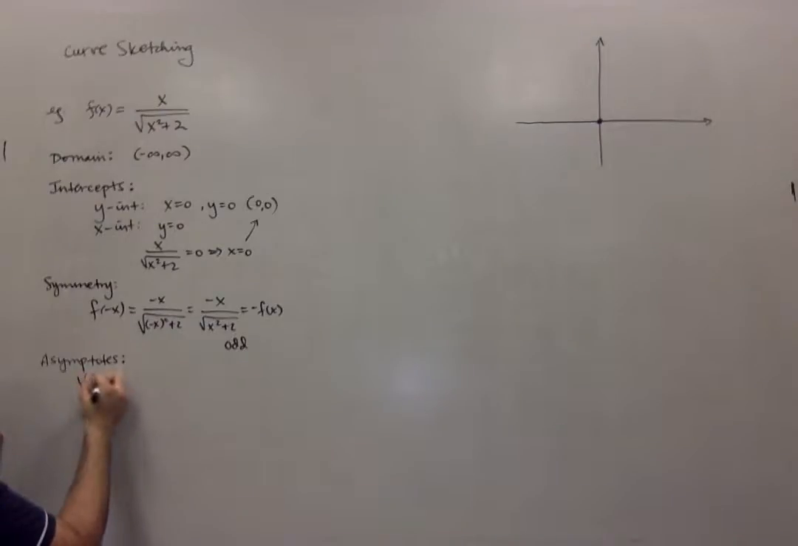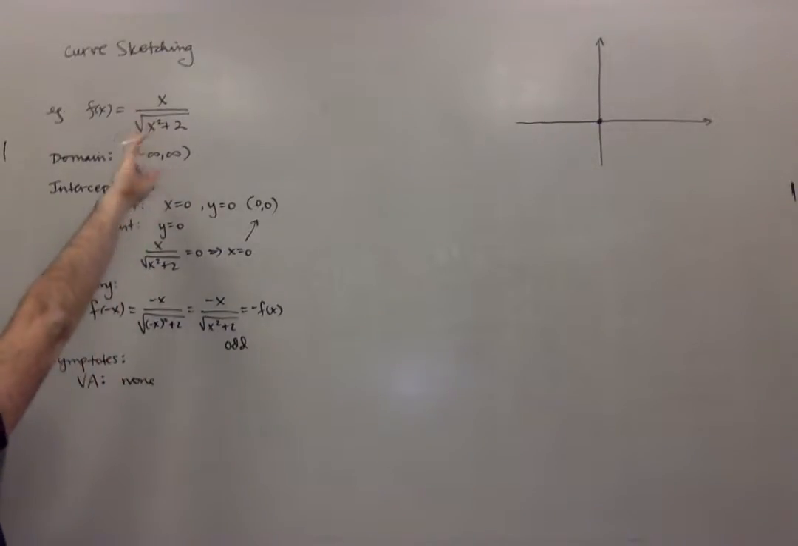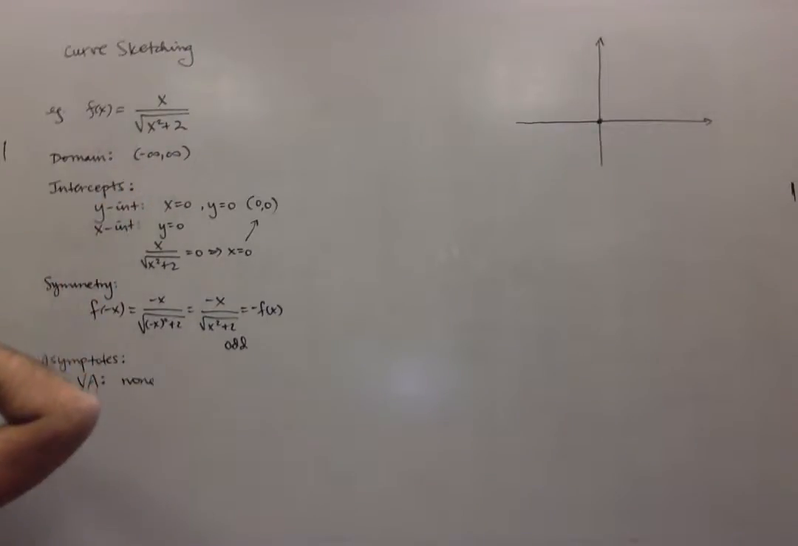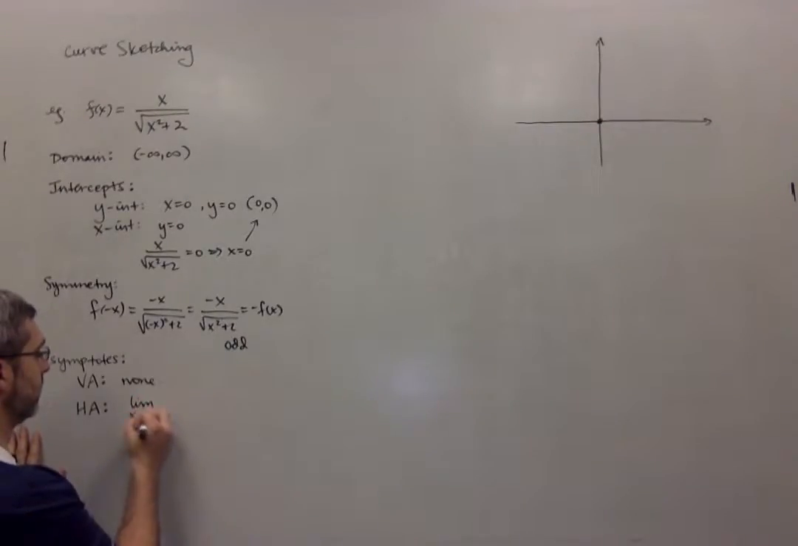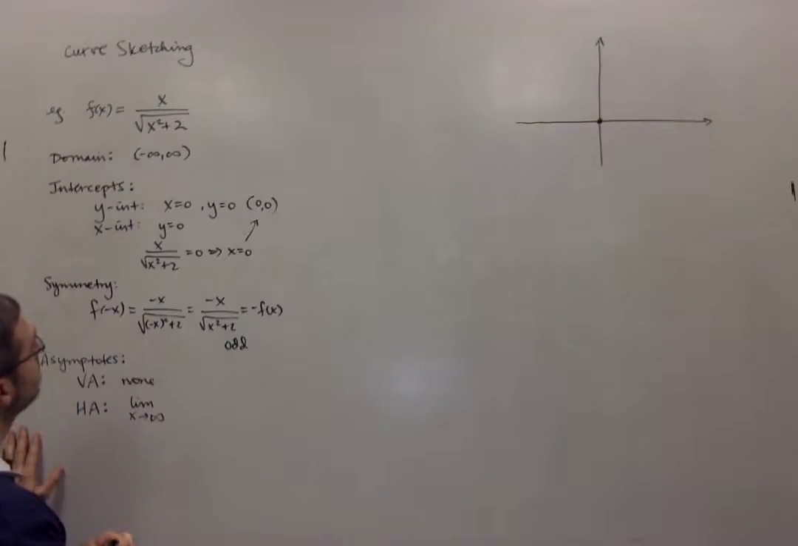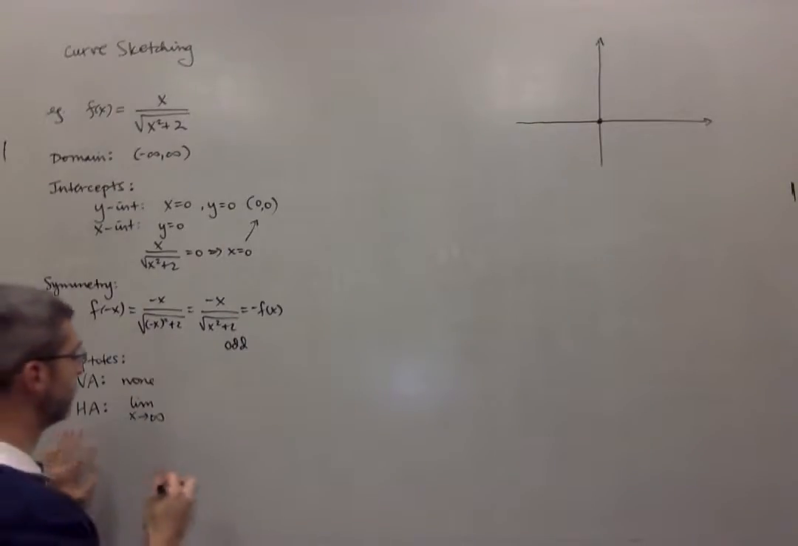Okay, so now for asymptotes. So for vertical asymptotes, we actually have none, because everything is nice and continuous here. There are no issues with the domain. We've got no issues under that square root. So we have no vertical asymptotes. When I look at horizontal asymptotes, this is where I look at the limit as x goes to infinity, and then I'll look at the limit as x goes to negative infinity.